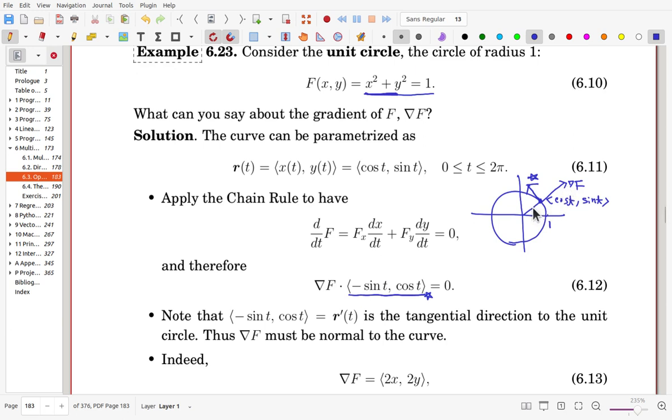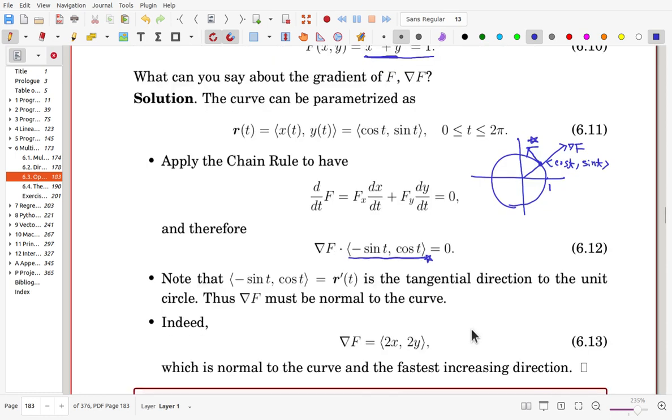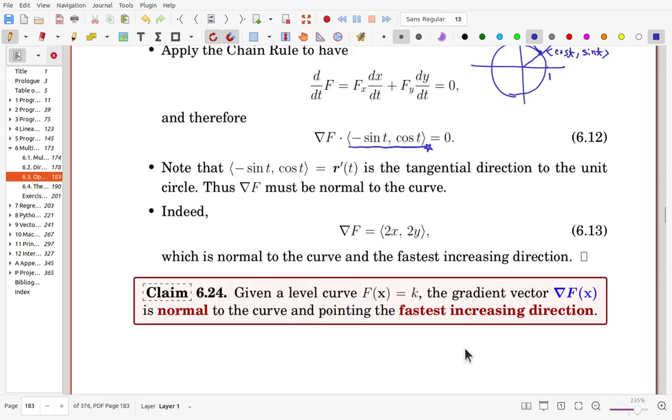Inside, the value of x squared plus y squared is less than 1, along the curve the value is 1, and outside the value is larger than 1. Along that direction, the value is increasing fastest. So we considered one example, but we can generalize this observation. It's always true: given a level curve f of x equal k, the gradient vector, gradient of f, is normal to the curve and pointing in the fastest increasing direction.